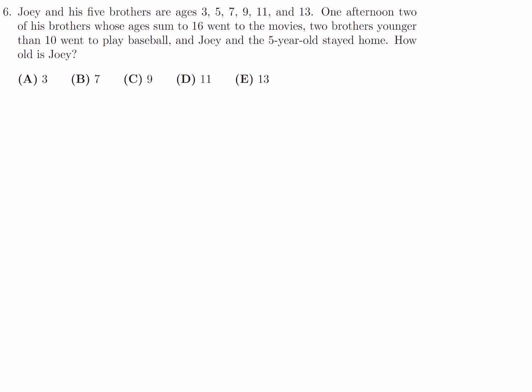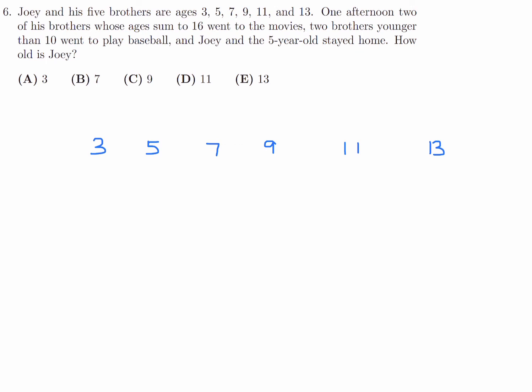Joey and his 5 brothers are ages 3, 5, 7, 9, 11, 13. One afternoon, 2 of his brothers, whose ages summed to 16, went to the movies. 2 brothers younger than 10 went to play baseball, and Joey and the 5-year-old stayed home. How old is Joey? 3, 5, 7, 9, 11, and 13. These are the ages, right? So we got to play around with this.